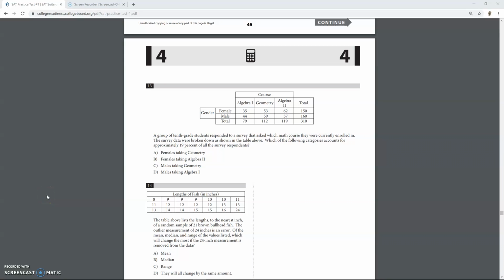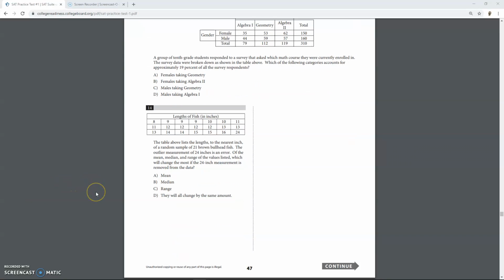For question 13, here we see in which category accounts for approximately 19% of all survey responses. We know the total number is around 310, which means 19% of it is around 57 and 58. So when we're trying to find out which one is the simplest, we find out that it will be around 59 and 57 for male taking geometry and male taking algebra 2. And we know that male taking algebra 2 is not here, so that will be C, male taking geometry.